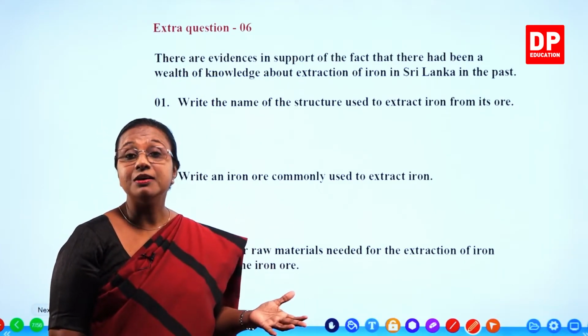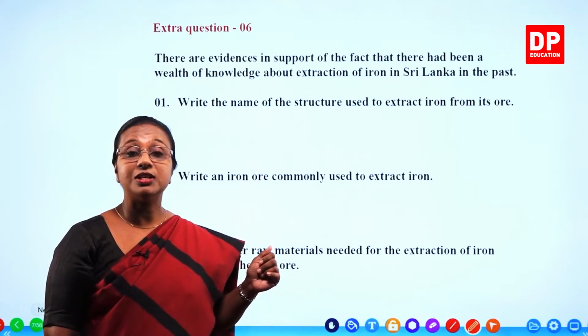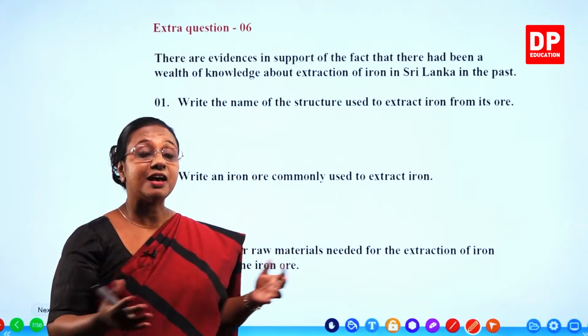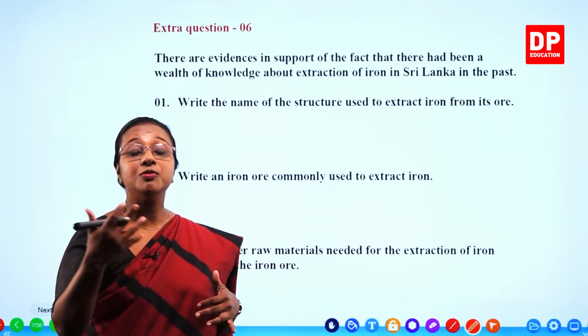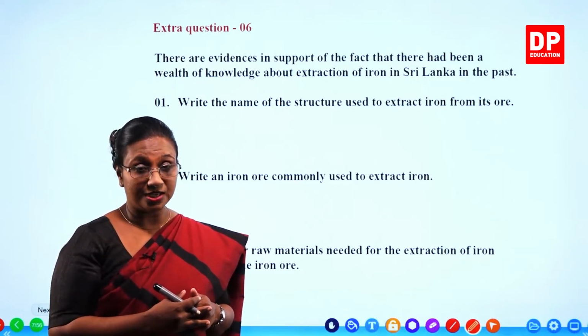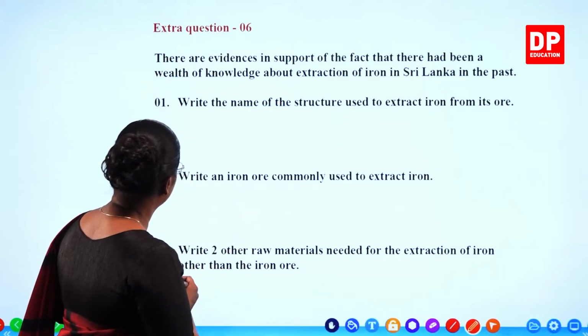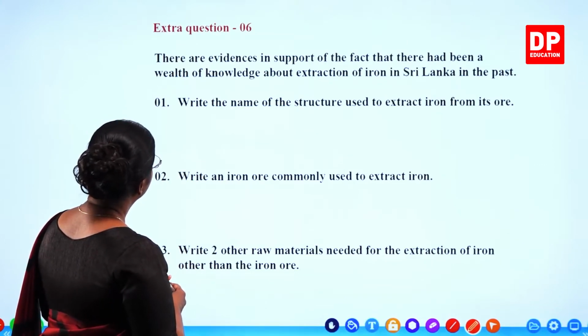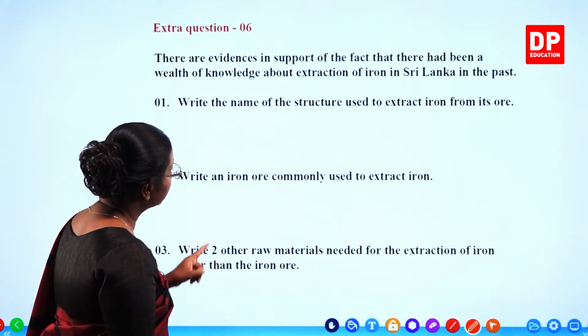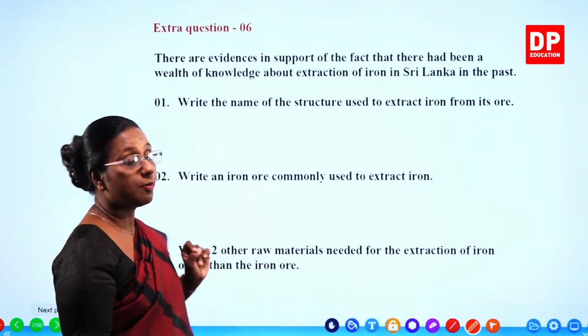There had been a furnace where they carried out the smelting process and extracted iron and used that to make other objects. So you are familiar with the history. The first question: write the name of the structure used to extract iron from its ore.